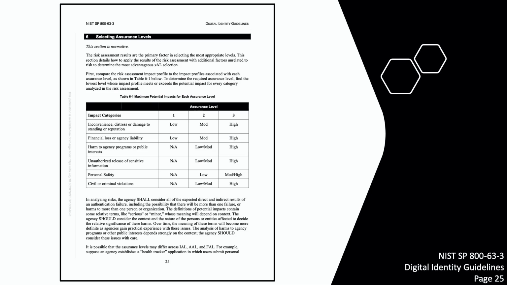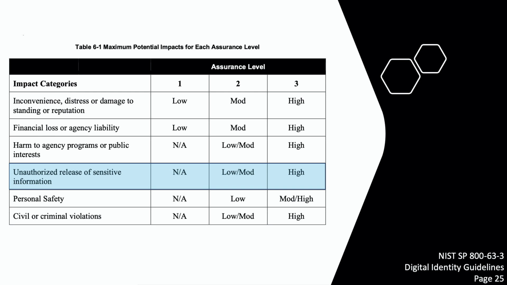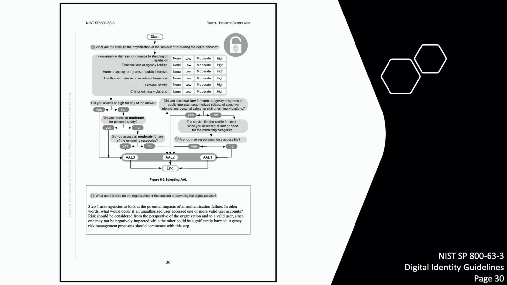Now, if we go to section 6, it gets into this area of selecting an assurance level, or AAL. And you'll see one of the questions for the risk analysis is, are you trying to mitigate the release of sensitive data? And of course, if we're targeting an ML3 assessment, we are. We're trying to protect CUI data and potentially FCI. So that table establishes that the minimum assurance level for mitigating the release of sensitive data is AAL2. And figure 6-2 walks you through the flow chart for how to go through the risk analysis.